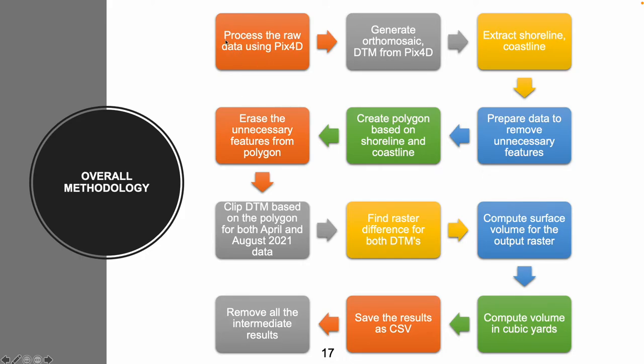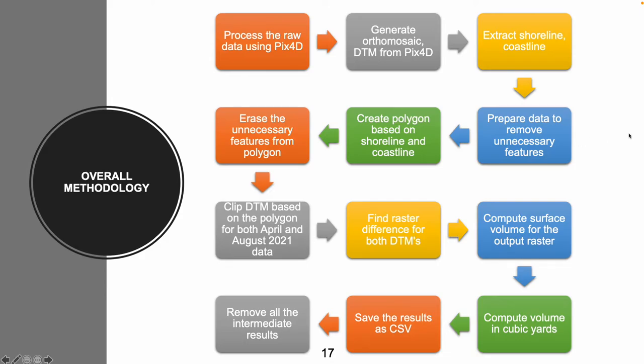First we process the raw data using the Pix4D software, and then we generate the orthomosaics, DTM, DEM from Pix4D, and then we extract the shoreline and coastline, which is used to prepare the data for unnecessary features. For example, in a particular region, we'll be having some stones, or some vegetation features or something like that. So we have to remove those features from the volume computation, like volume change computation.